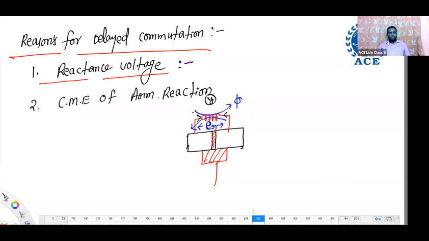Okay. So is it clear to all of you how it is delayed? Because of the voltage. That voltage induced, we call reactance voltage here. This is due to the inductance of this coil. Every coil will have some inductance. Due to that, some EMF is induced. That is what we call reactance voltage.